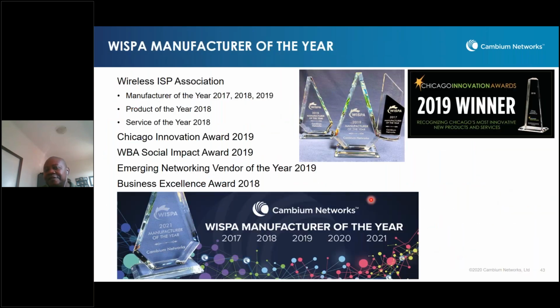And then lastly, at the bottom here, annually there's an association called WISPA, where at the end of their sessions they vote for the manufacturer of the year. And for the last 5 years, we've won this award. All wireless vendors are involved in this nomination, if I may say so. So 2017, 18, 19, 20, and 21 recently, we've been nominated as WISPA Manufacturer of the Year.